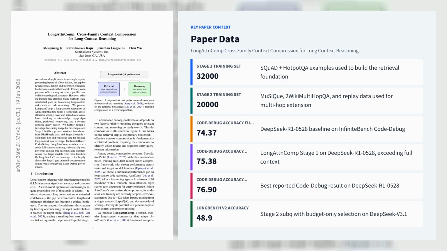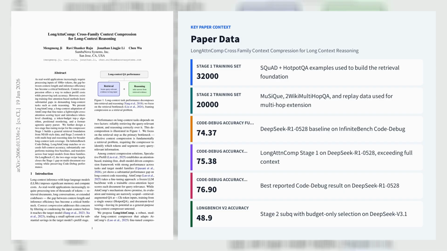The method adds a token budget top-P selector, positional reordering, and a format-agnostic query parser, then trains in 2 stages. Stage 1 is on 32,000 SQuAD and HotpotQA examples to build general retrieval, and Stage 2 is on 20,000 MuSiQue, 2Wiki multi-hop QA, and replay data to strengthen multi-hop reasoning.